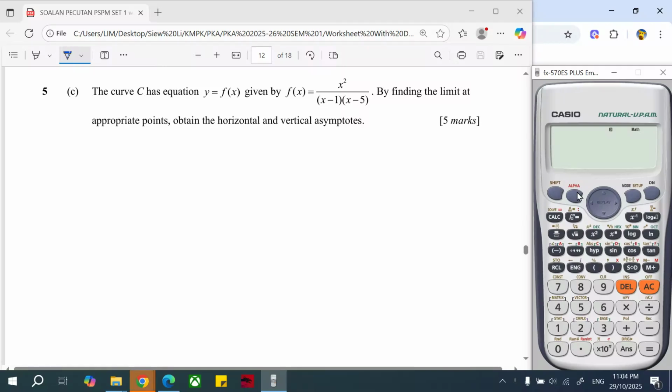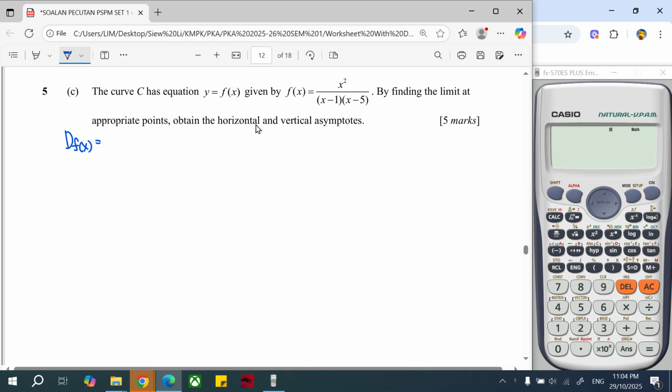Hi everyone, for this question, the curve C has an equation y equals f(x). Given that f(x) is this, find the limit at appropriate points, obtain the horizontal and vertical asymptote. So first we find what your vertical asymptote is, second we find what your horizontal asymptote is. Before we get to the vertical asymptote, firstly we need to find what your domain is.